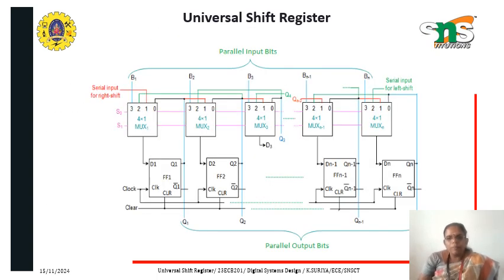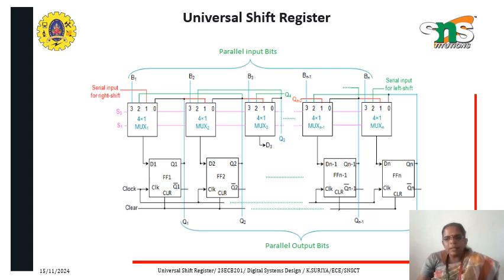This is the block diagram of a universal shift register. So here you will be using D flip-flops and multiplexers. The multiplexer shown here is a 4x1 multiplexer, where you will be having 4 input lines, 2 select lines and 1 output line.